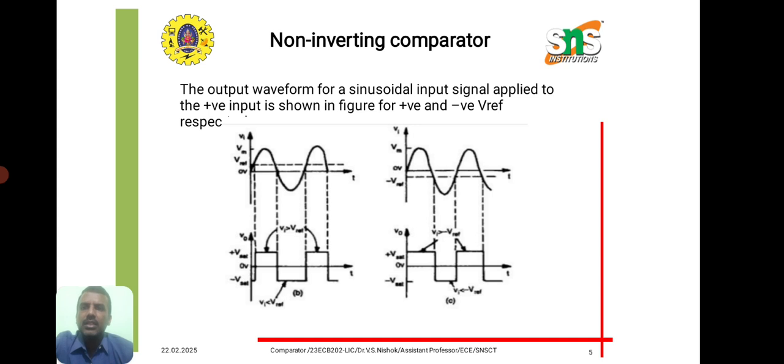When comparing with the minus V reference value, in the same way, whenever Vi is greater than V reference, the output will be plus Vsat, and whenever Vi goes lesser than the minus V reference, the output will be minus Vsat. So that is the case for the non-inverting comparator.